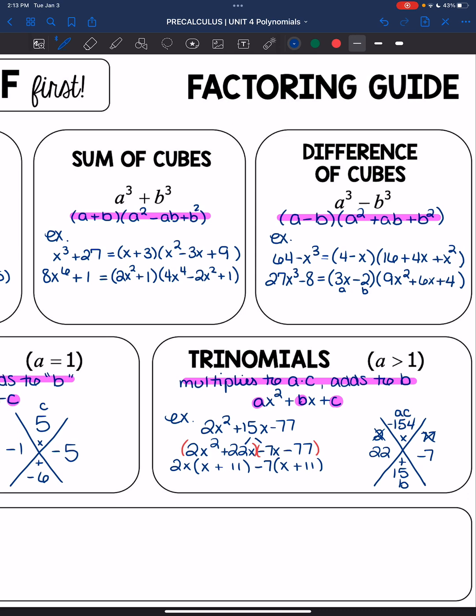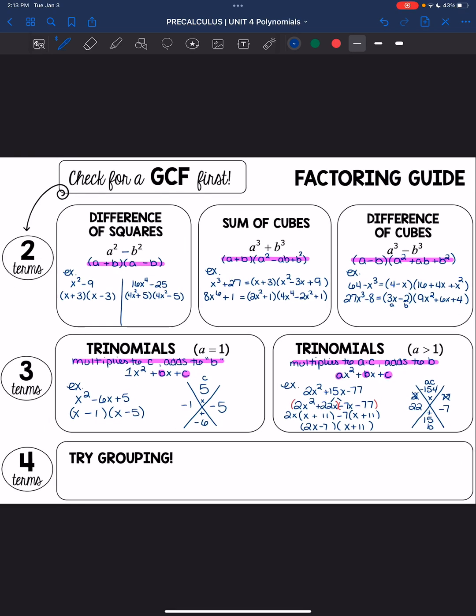And cool beans, because look at what is inside. They match. One of our factors would be the x plus 11, and the other factor is from those GCFs. So that is factoring trinomials, the two different types that you might see there.